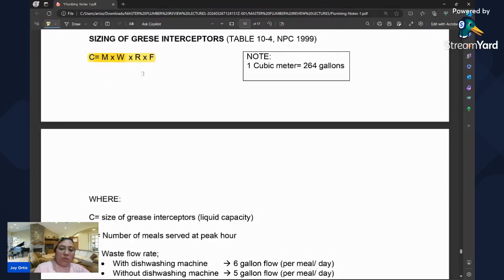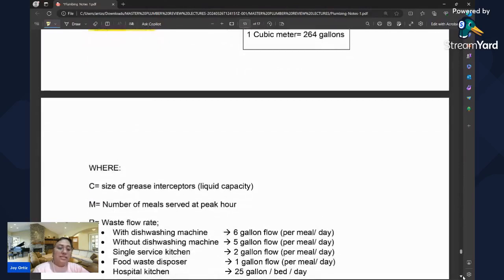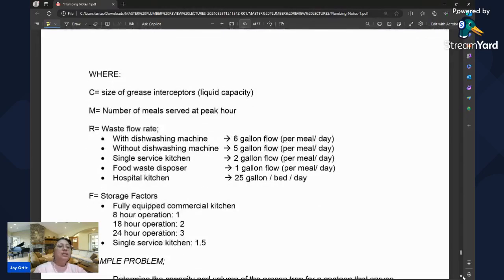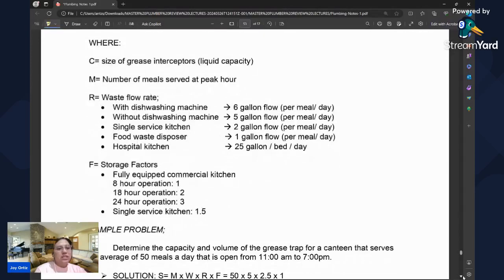So 1 cubic meter is equivalent to 264 gallons. C is the size of the grease interceptors or the liquid capacity, which is equals to M times W times R times F. Ano yung M? That is the number of meals served per hour. Kailangan ilan bang meals sineserve at the peak hour. So ano yung pinaka-maximum. And W is the waste flow rate.